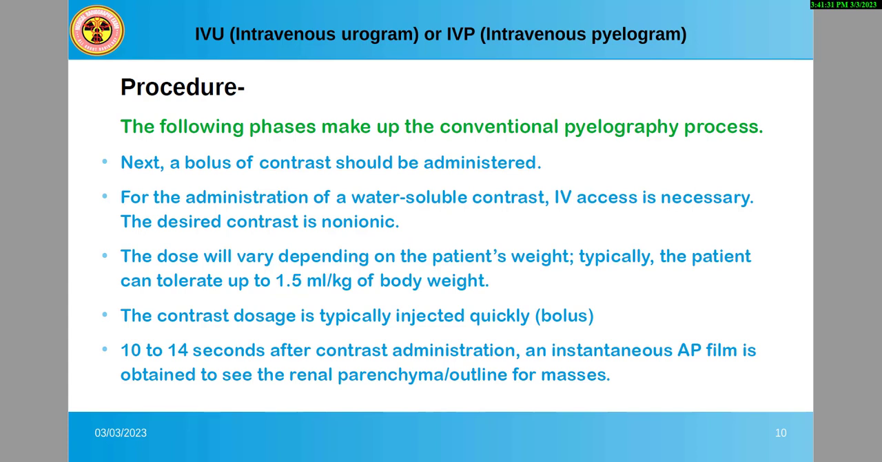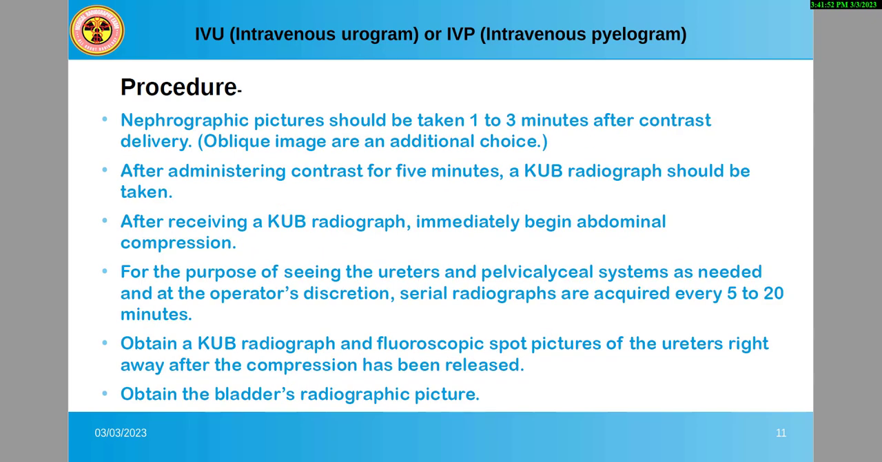Typically, the patient can tolerate up to 1.5 milliliters per kilogram of body weight. The contrast dosage is typically injected quickly, as a bolus. 10 to 14 seconds after contrast administration, an instantaneous AP film is obtained to see the renal parenchyma outline for masses. Nephrographic pictures should be taken 1 to 3 minutes after contrast delivery. Oblique images are an additional choice. After administering contrast for 5 minutes, a KUB radiograph should be taken. After receiving a KUB radiograph, immediately begin abdominal compression.